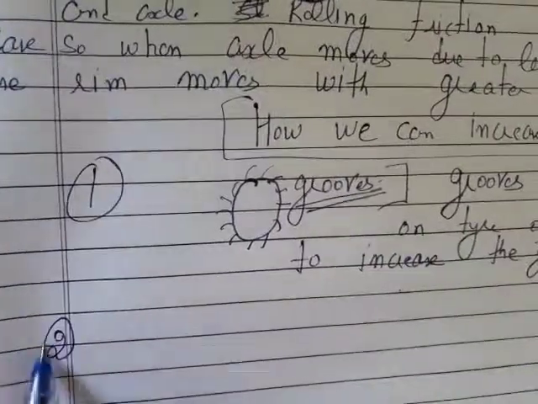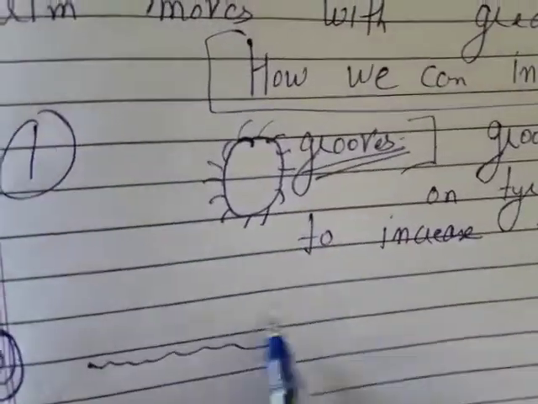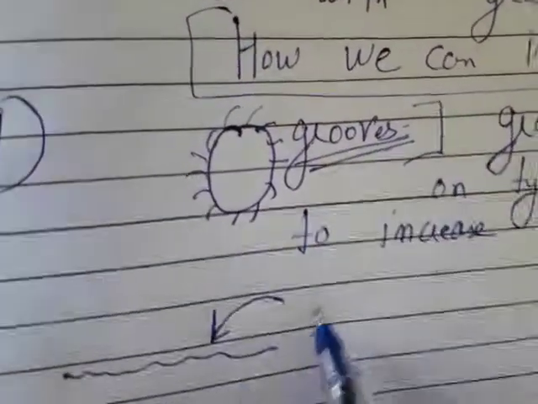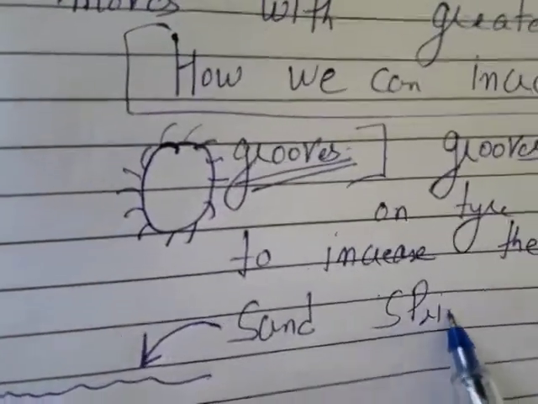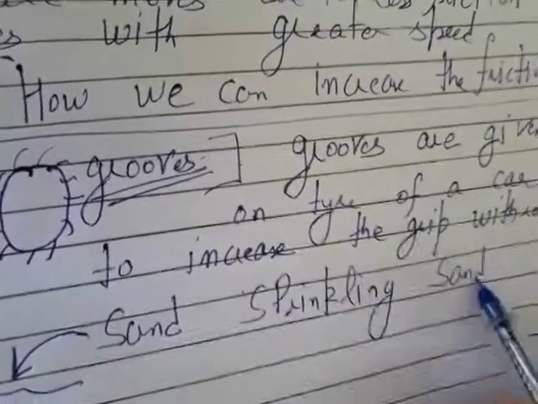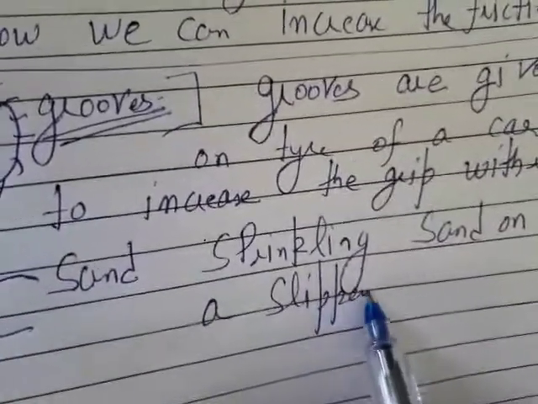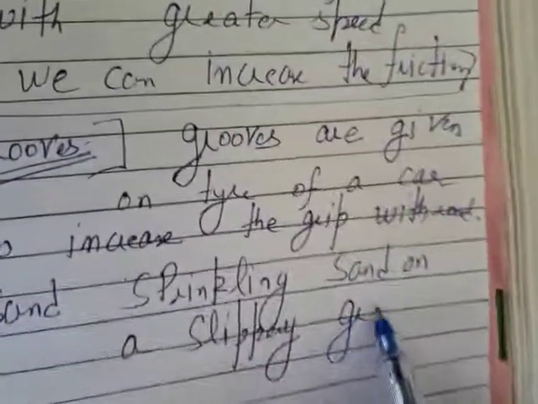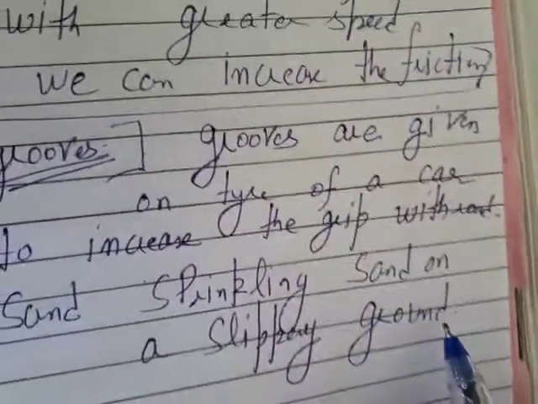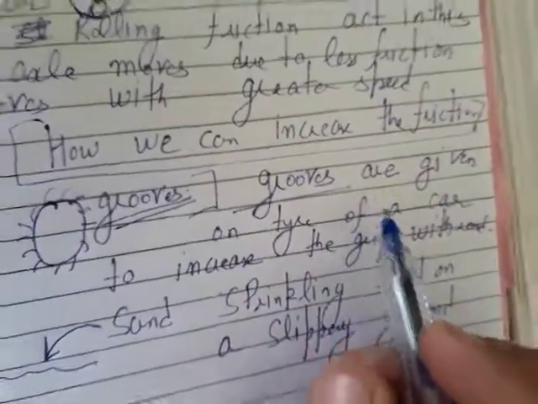So the second concept is, if a slippery ground is there, you can sprinkle sand on it. Sprinkling means scattering sand on a slippery ground. This way also the friction is going to increase. Grooves on the tire of a car also increase friction.